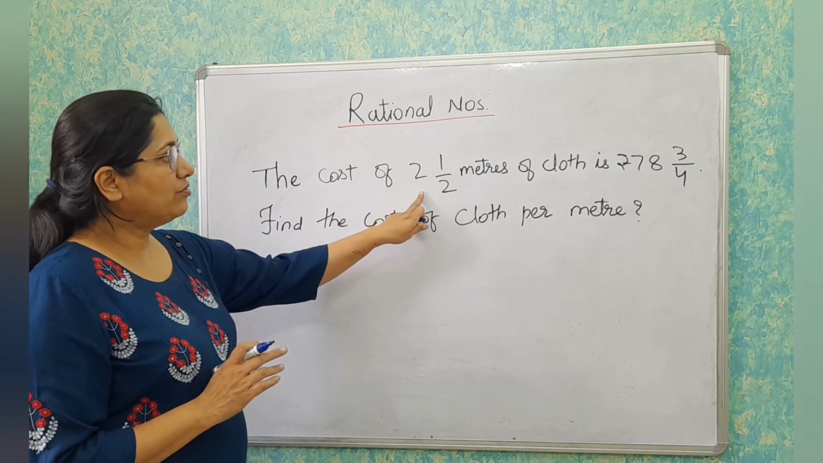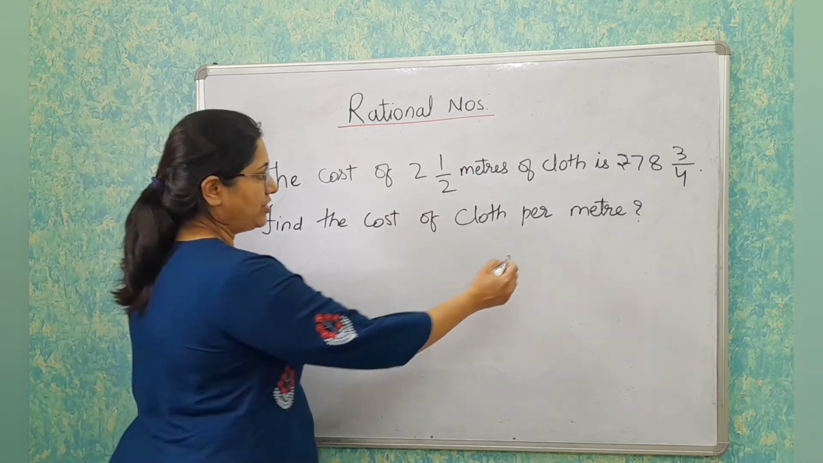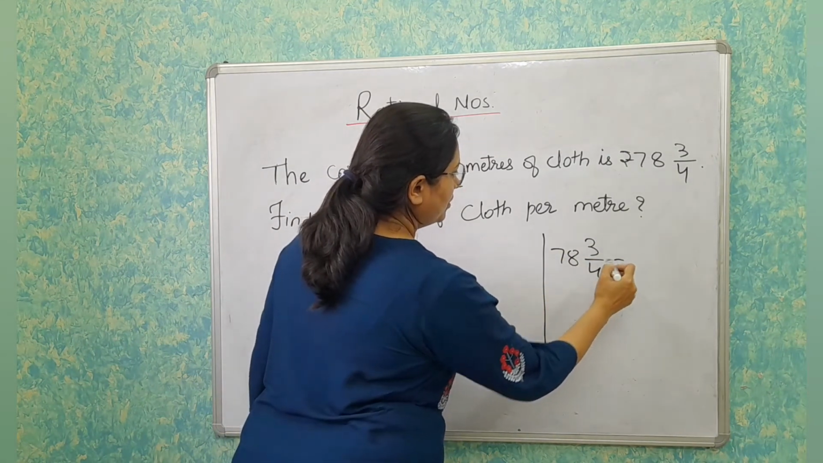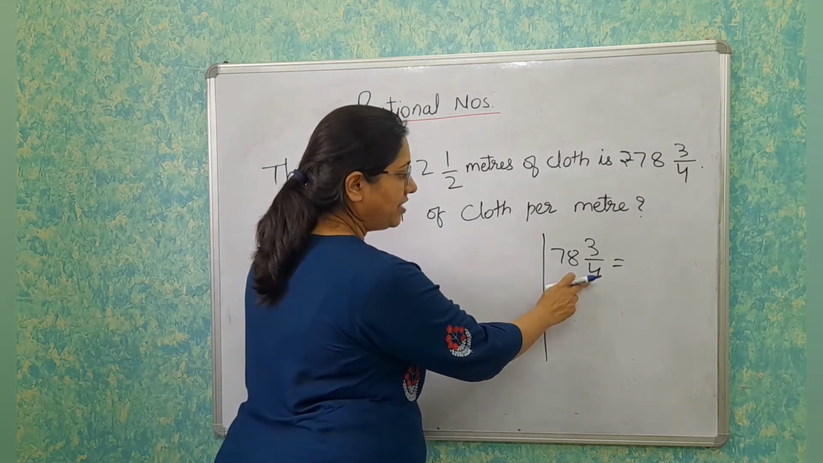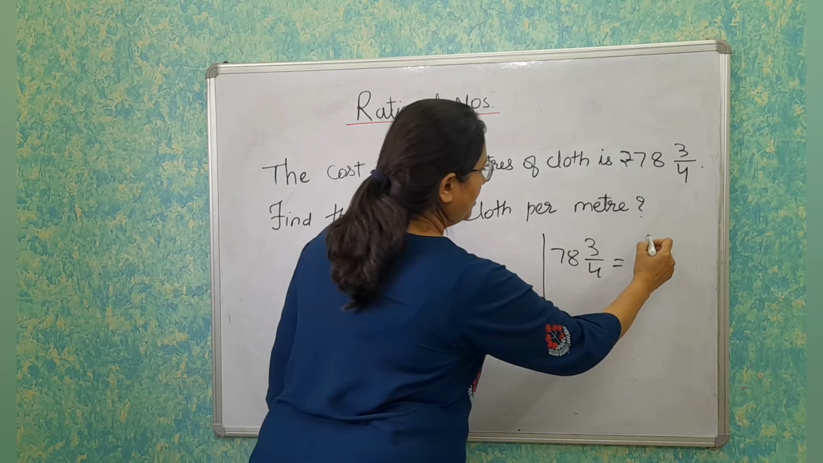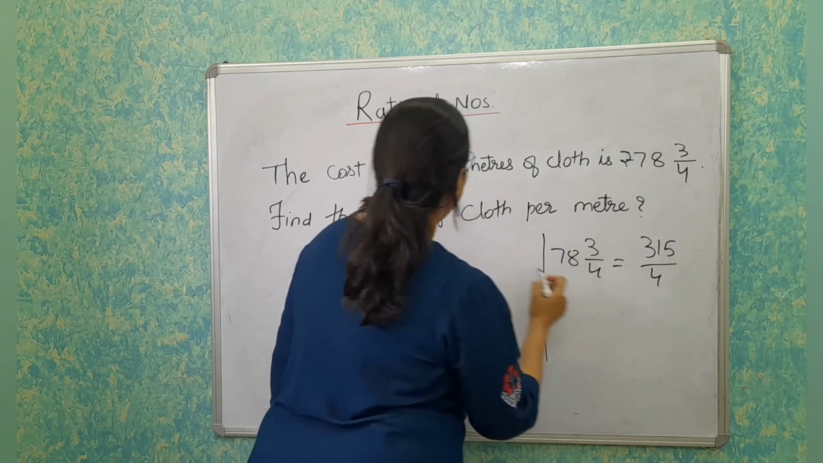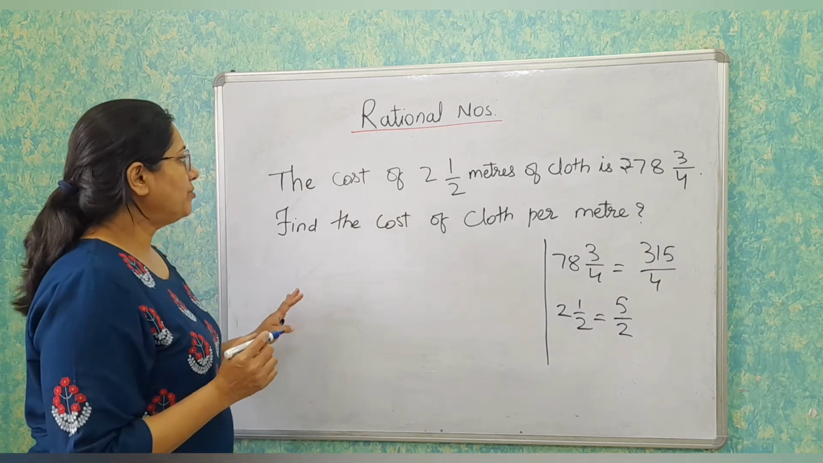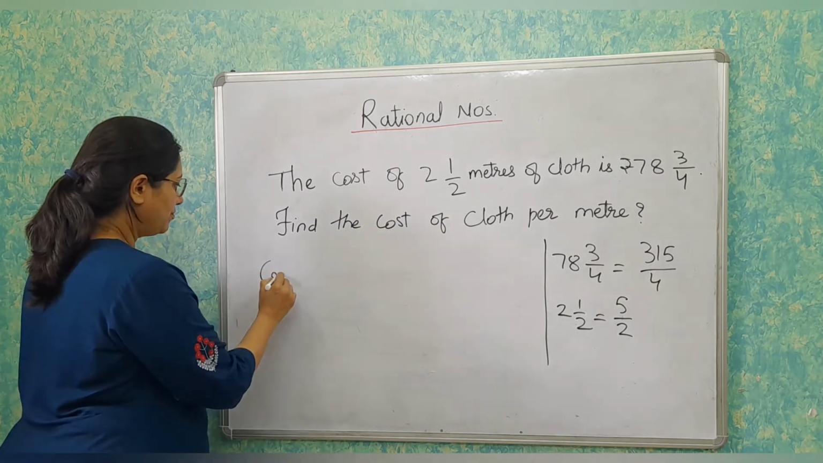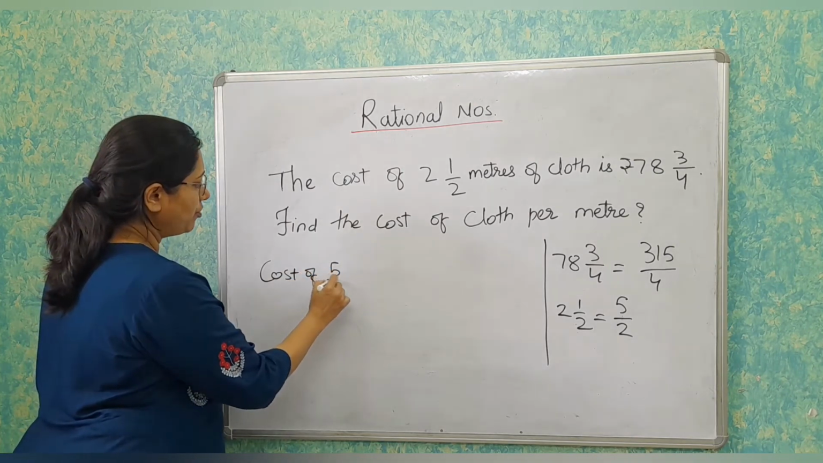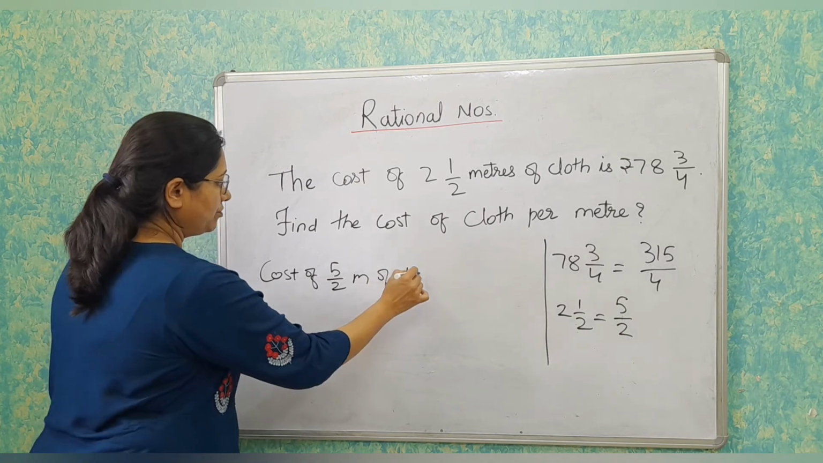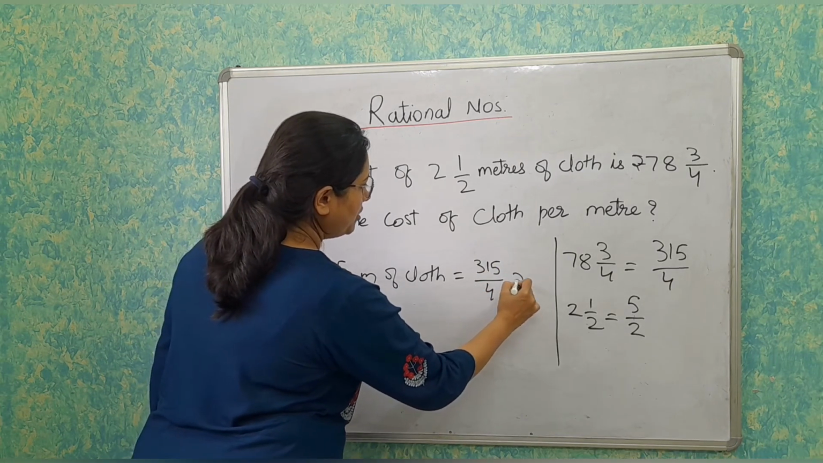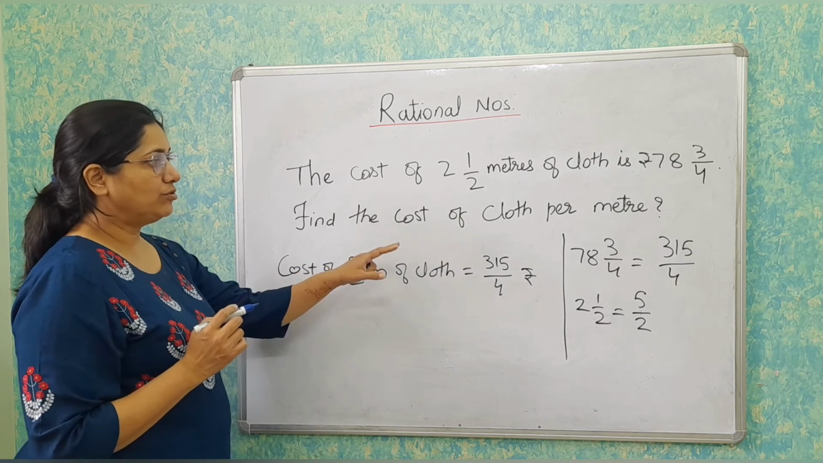But first we have to convert these two mixed fractions into improper fractions. So first I will make some rough space. 78 3/4. I just tell you the answer. You have to multiply 78 with 4 and then add 3, and it will become 315/4. And the next one, 2 1/2 becomes 5/2. So now I can make the statement. The cost of 5/2 meter of cloth equals 315 upon 4 rupees. So now we have to find the cost of 1 meter.